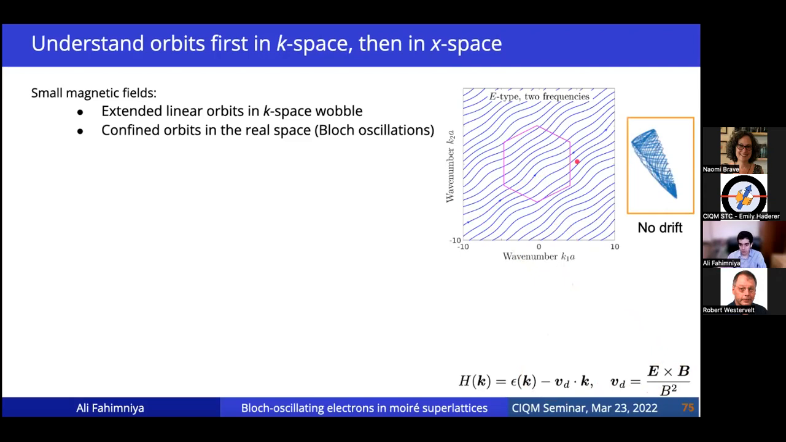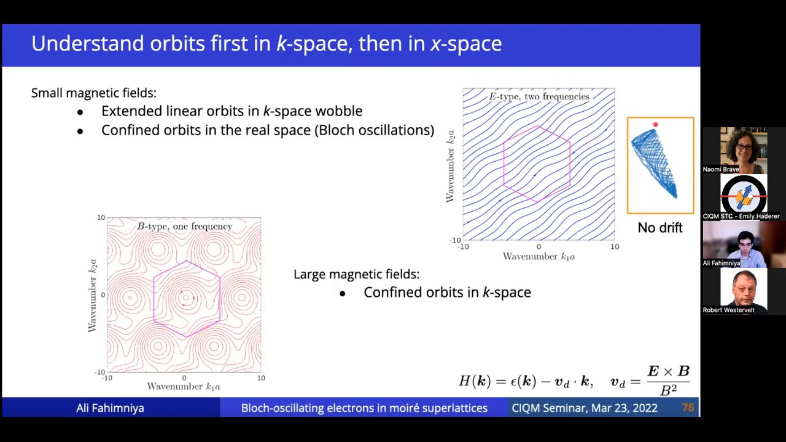And then, very similar to the Bloch oscillations, in the absence of magnetic field, the orbits in the real space are just oscillations around the same point in the real space. So the picture here is that the orbits in the extended scheme are extended in the momentum space, but confined in the real space. Let's move on to large magnetic fields, higher magnetic fields.